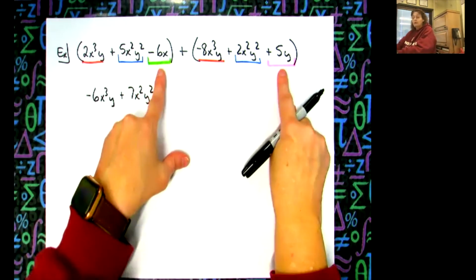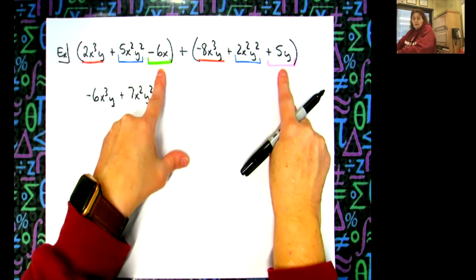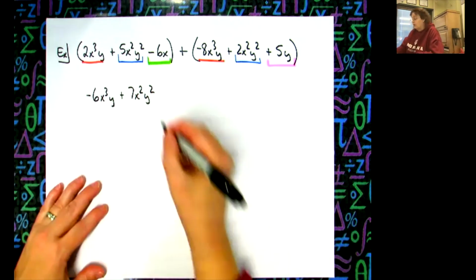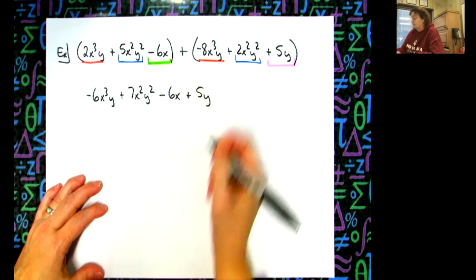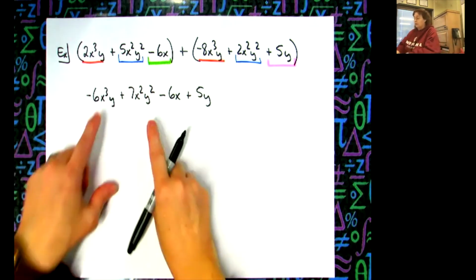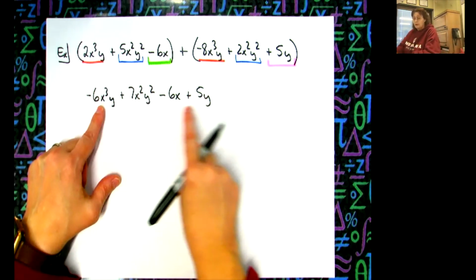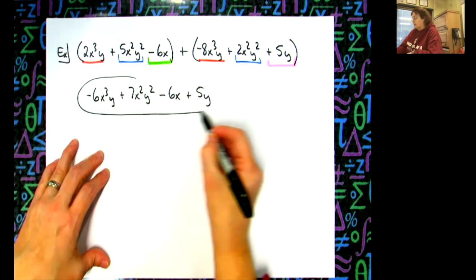All right, and then these two, since they don't have any like terms, I just have to be sure and bring them down and include them in my answer. So minus 6x plus 5y. All right, then I can just make sure I don't have any like terms. I do not. So then I am done. I have put that together.